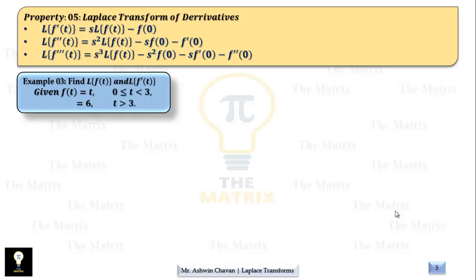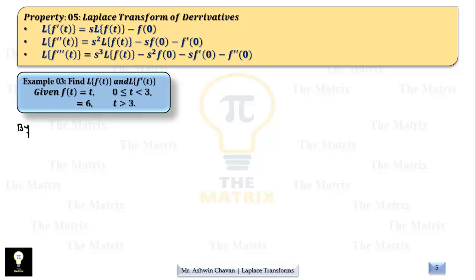So in this example, the function is split: f(t) has value t in the range 0 to 3, and if t is 3 onwards, then the function takes the value 6. So the range is split here, and we are asked to find the Laplace of such a function and also the Laplace of its derivative. We'll go first for the Laplace of f of t.